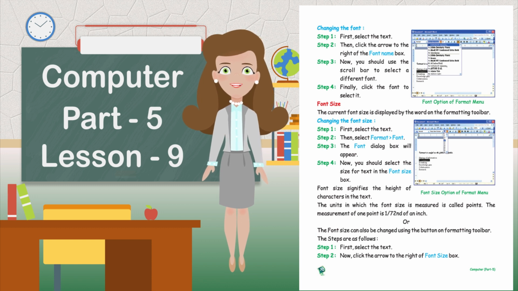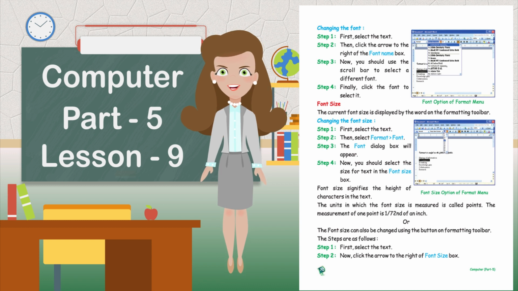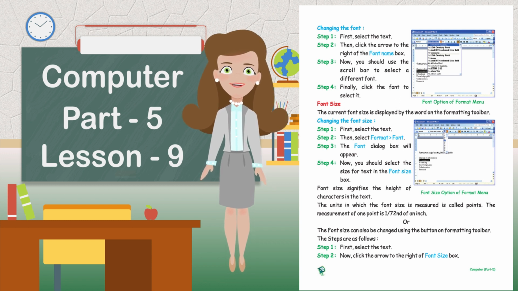Font size. The current font size is displayed by the word on the formatting toolbar. Changing the font size. Step 1. First, select the text. Step 2. Then select format, then font. Step 3. The font dialog box will appear. Step 4. Now, you should select the size for text in the font size box.